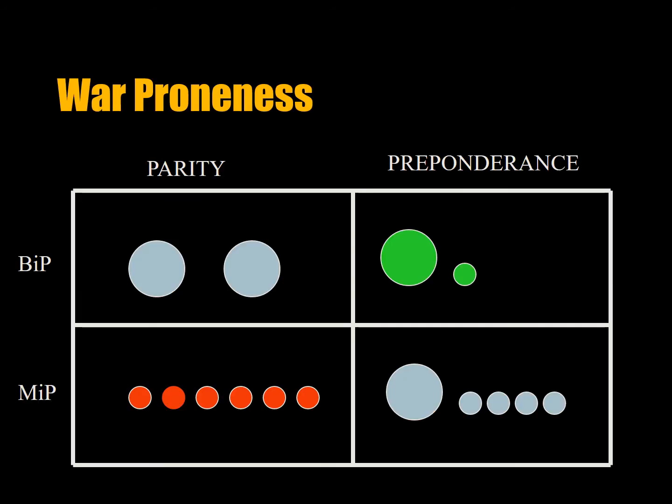So this is a graph representing most war-prone to least war-prone. The green represents preponderance and bipolarity, the intersection, and it's the most peaceful. The red, which is multipolar parity, is the most war-prone. And the two gray zones are sort of an intermediate category. Bipolar parity and preponderant multipolarity are less war-prone than multipolarity, but more war-prone than preponderance.